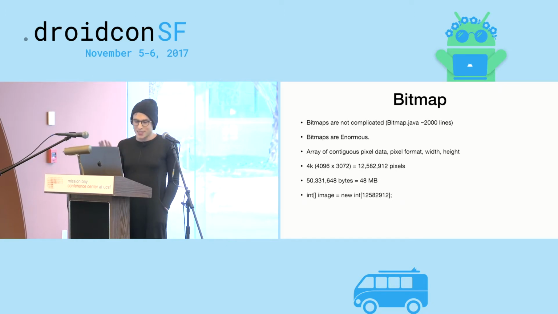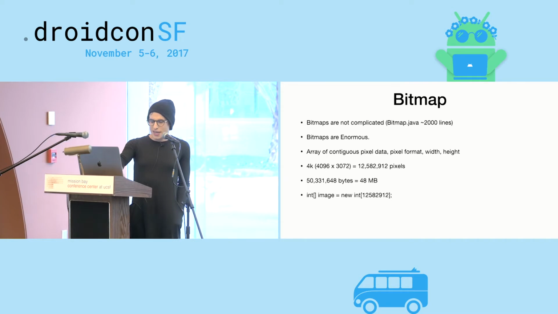So a 4K image is 12 million pixels, which is almost 50 megabytes. That is huge, right? Am I right? A pixel is 32 bits, so it's the size of an integer. It's color information packed into an int, and you are asking for it.